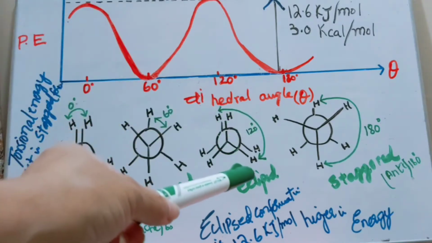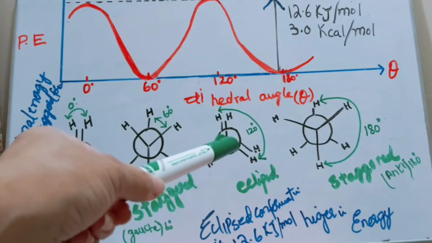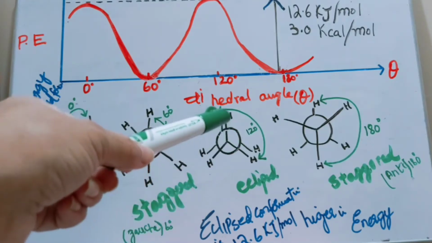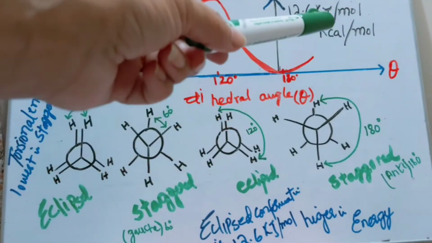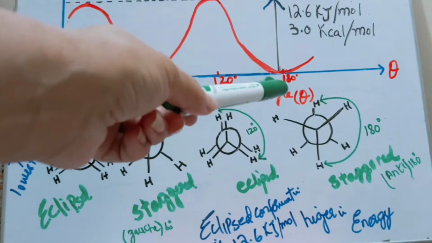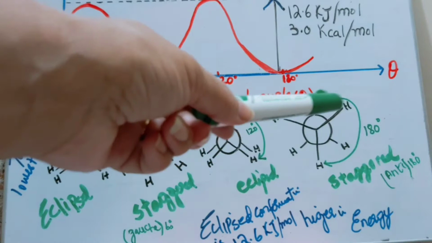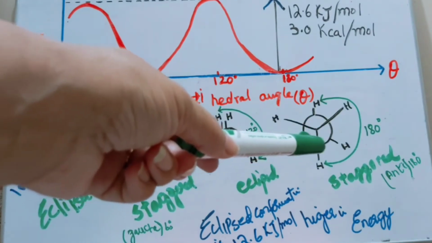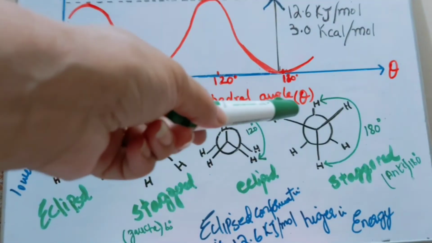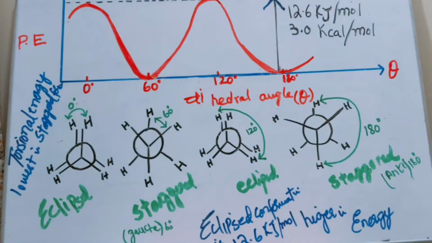At 120 you can see an eclipsed conformation, where the angle between the atoms is 120 degrees, whereas in the last one, at 180 degrees theta, you can see a staggered conformation again. It is also called anti, when the angle between the atoms is 180 degrees. This is the staggered conformation, which is anti.